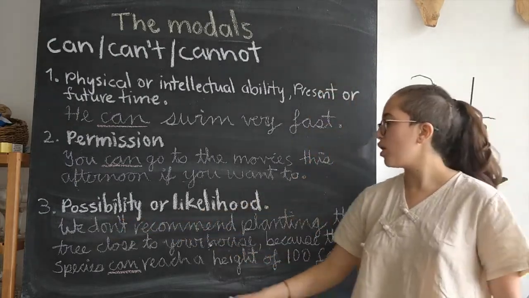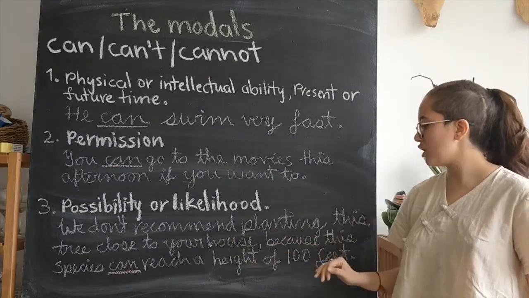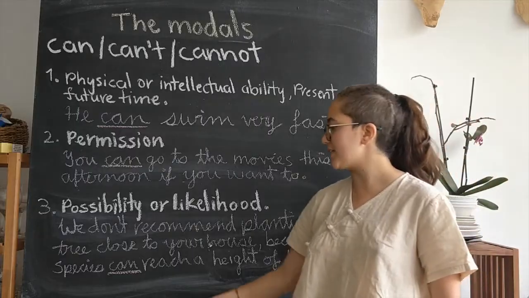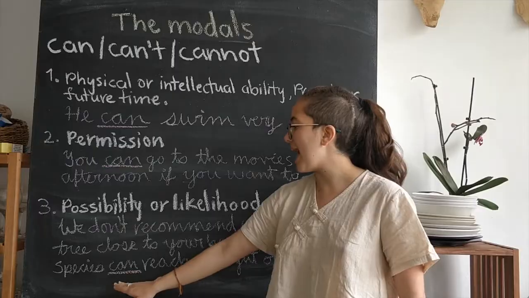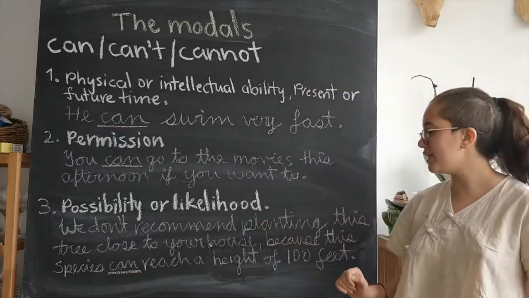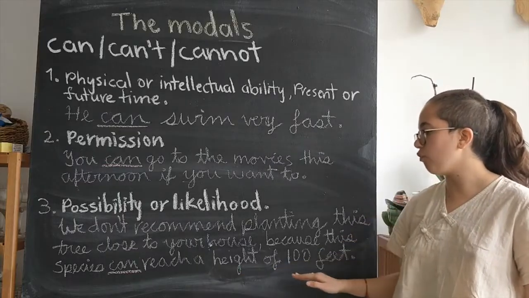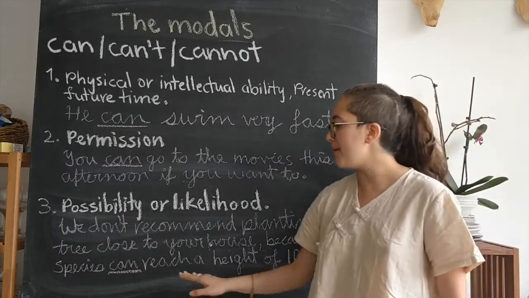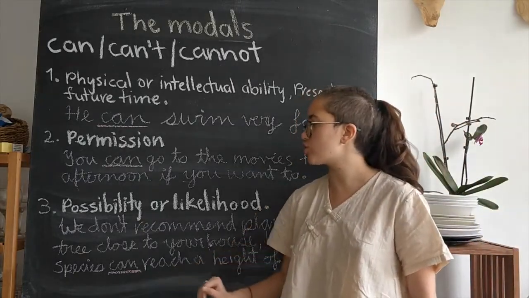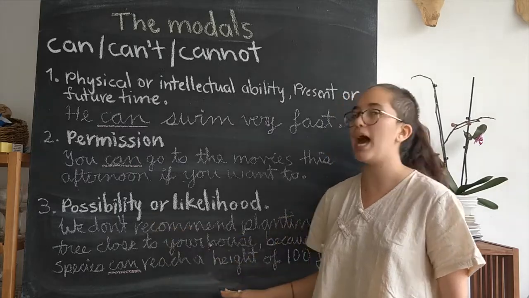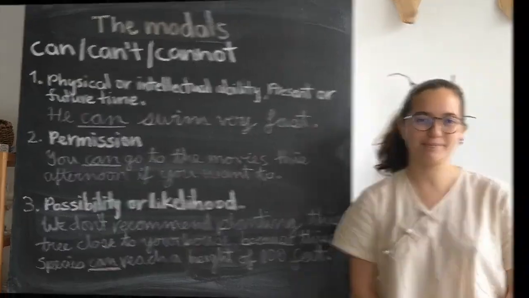We could say, we don't recommend planting this tree close to your house because this species can reach a height of 100 feet. Here, can shows the possibility of this tree to grow a height of 100 feet. It may grow 100 feet or it might not. So we use can to describe the possibility of this happening. Perfect. Now let's look at the next modal auxiliary.